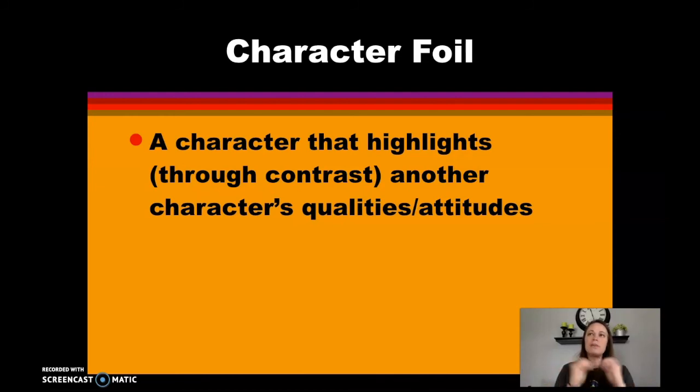Okay, so there's got to be some specific topic in which they disagree. And maybe there's multiple specific topics, but there has to be at least one specific topic that they disagree on. We will see that in Act 1 because some character foils get established pretty early on in this play.